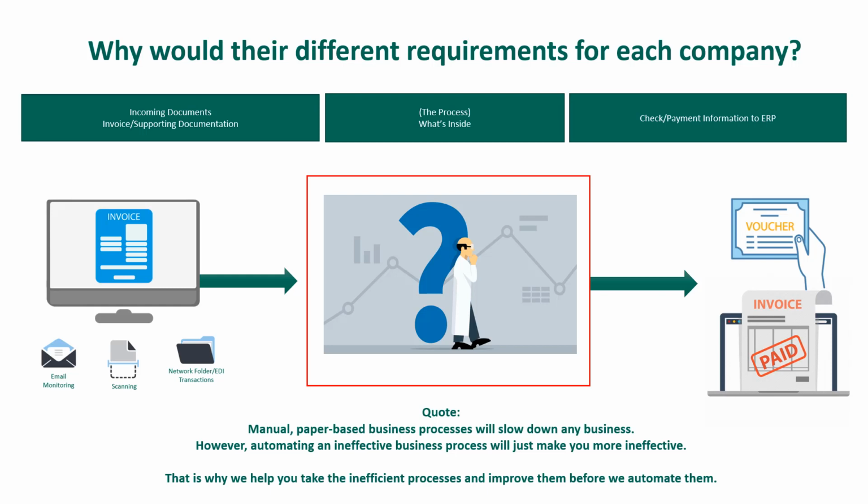So the beginning stage is being able to collect the documents into the organization. How are they captured? Are they captured via email monitoring, scanning, EDI transactions, network folder monitoring? Are we monitoring websites for information? How are those documents coming into the system at that point? And then the last part is the invoice going to the ERP system, the vouchering process that you currently have today, so feeding that information over into there.